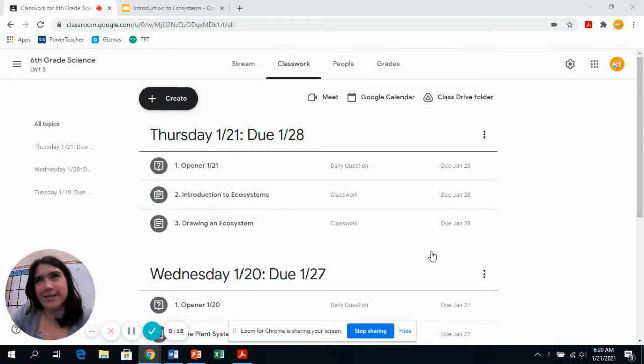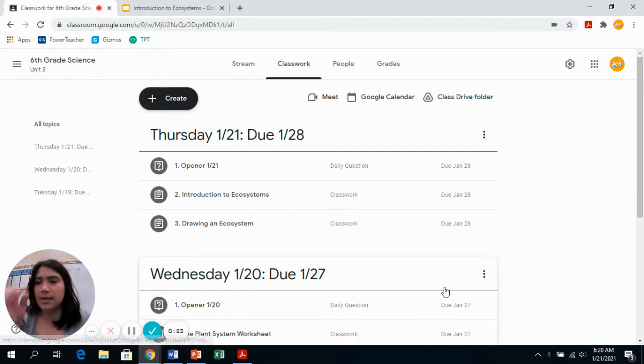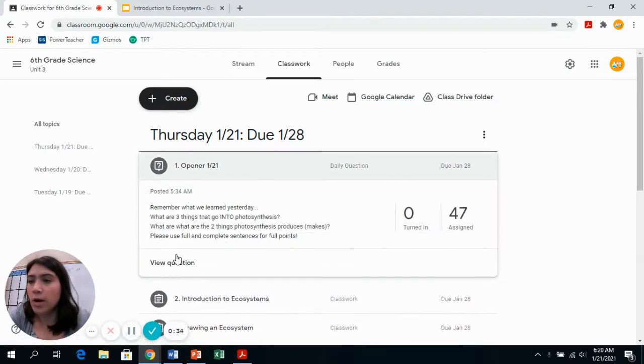I looked at your worksheets and I was really impressed with your coloring abilities. So we are going to be doing that a little bit more today, but that's going to be at the end of the period. Really quickly, if you have not already done the opener, go ahead and open that up. We reviewed what are three things that go into photosynthesis. So these are the three things that plants need to survive, and then two things that photosynthesis produces or makes. One of them is something that we breathe in on a regular basis. So if you have not done that, go ahead and do that now. And if so, then continue watching.